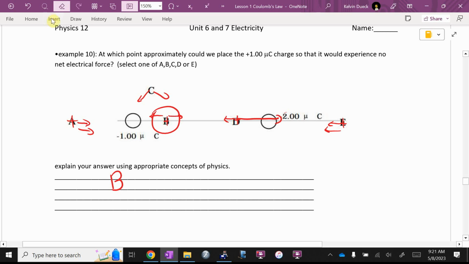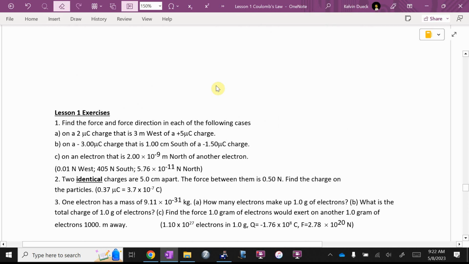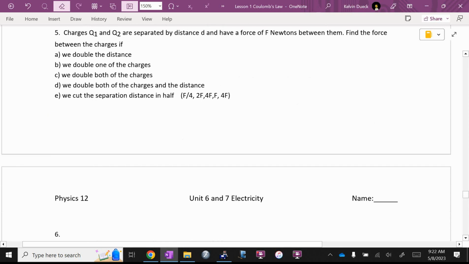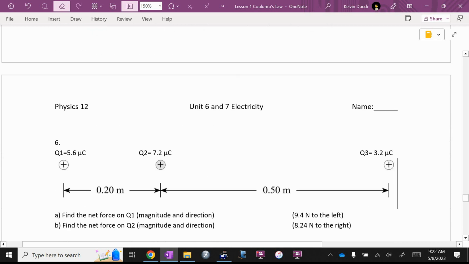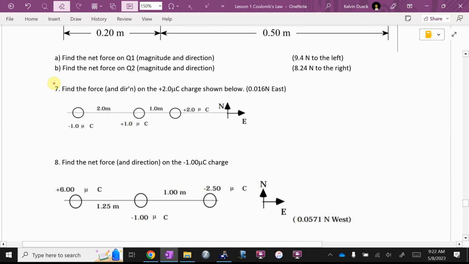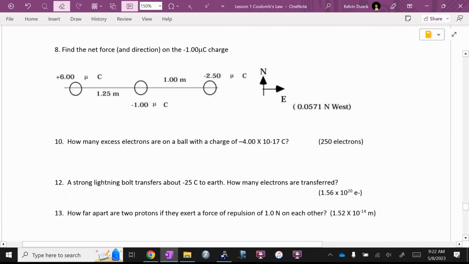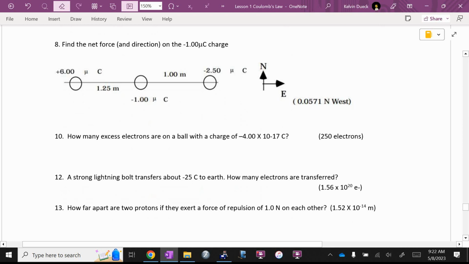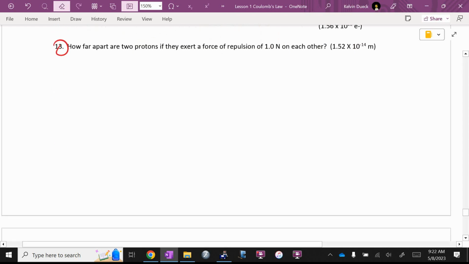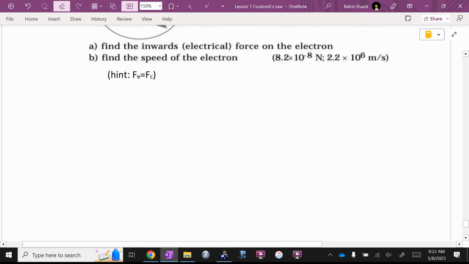Okay. What's your homework? You can try number 1. Try number 2. Try number 3. 5 is good. And then 6, 7, 10, I skipped 8, 11, 12. Oh, we got more, Mr. I'm probably going to skip 14.